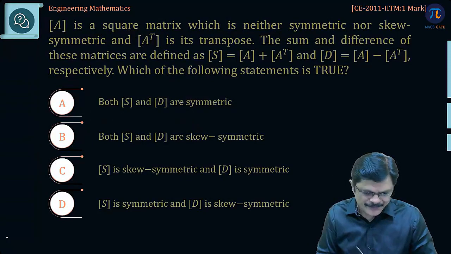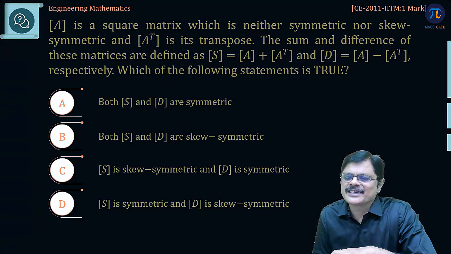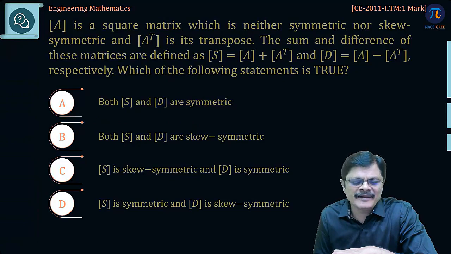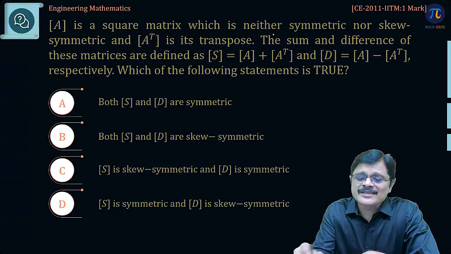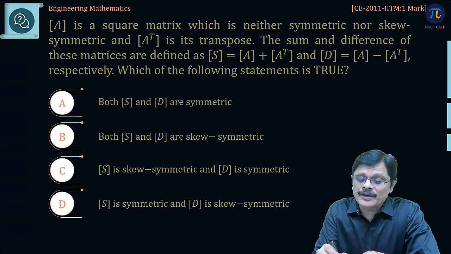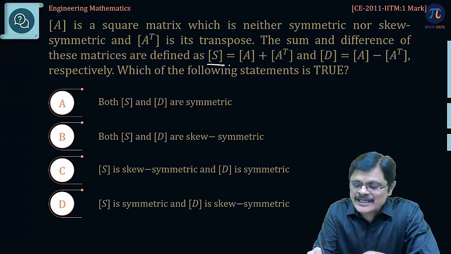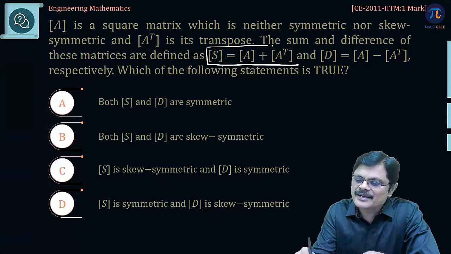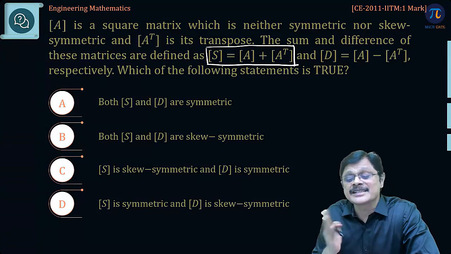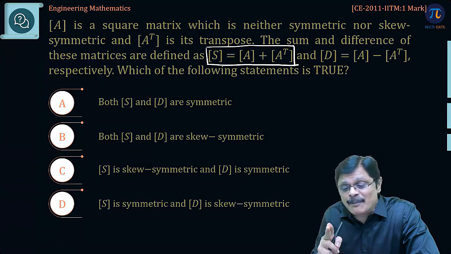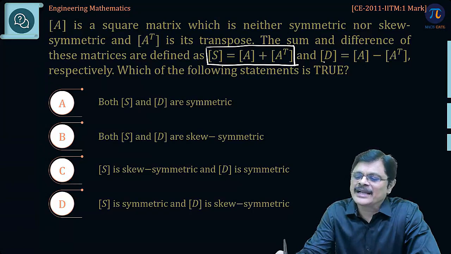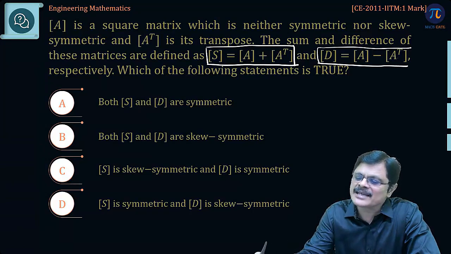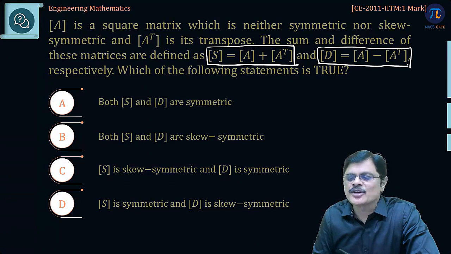And there's one more question. A is a square matrix which is neither symmetric nor skew symmetric, and A transpose is its transpose. The sum and difference of these matrices are defined like this. There is a matrix S which is written as the sum of A and A transpose, and there's one more matrix D which is written as the difference of A and A transpose. Which of the following statements is true?